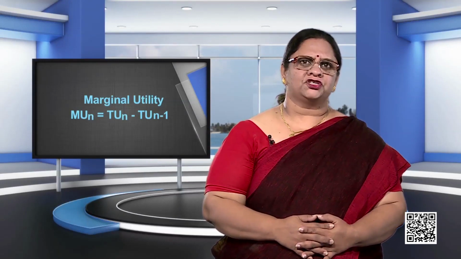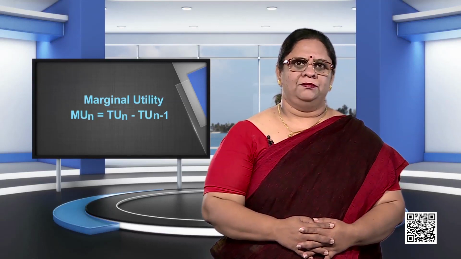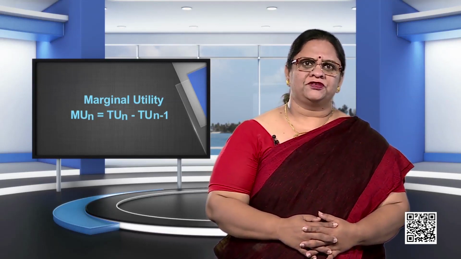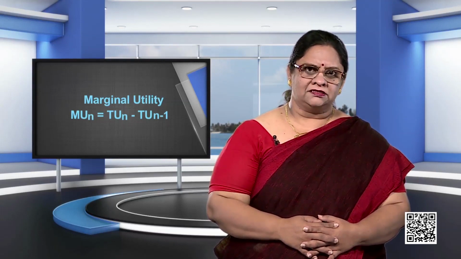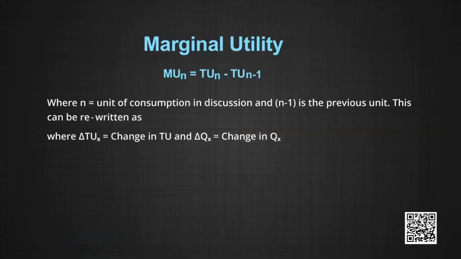We can state the relation between the total utility and marginal utility algebraically as follows. Marginal utility is the difference between total utility of the nth unit minus the total utility of the n minus 1th unit. Here, n is the unit of consumption under discussion and n minus 1 is the previous unit. This can also be rewritten as marginal utility is the change in total utility divided by the change in quantity, which is Qx.